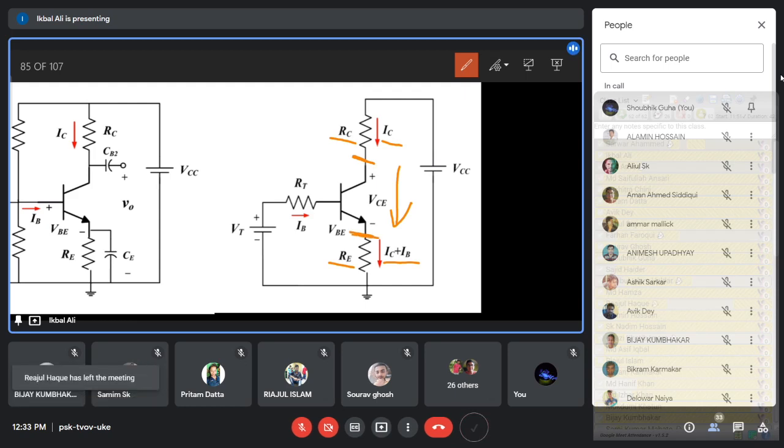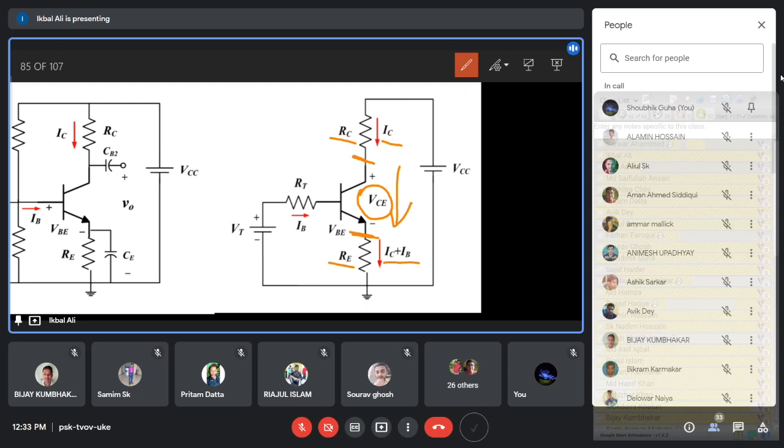That voltage drop is called VCE. This is the voltage drop across the collector and emitter, the collector voltage with respect to the emitter. The polarity is also shown here. So these are the drops. Three drops you have to consider.